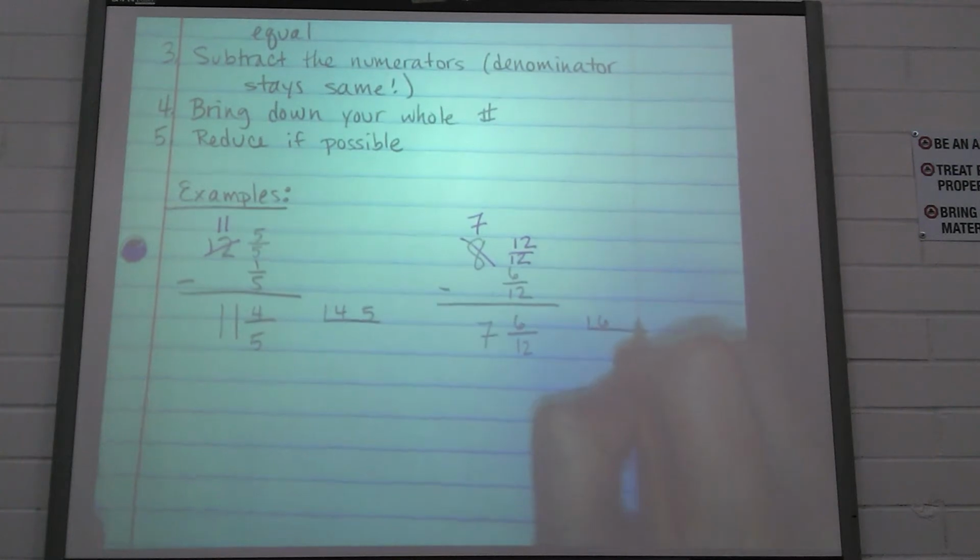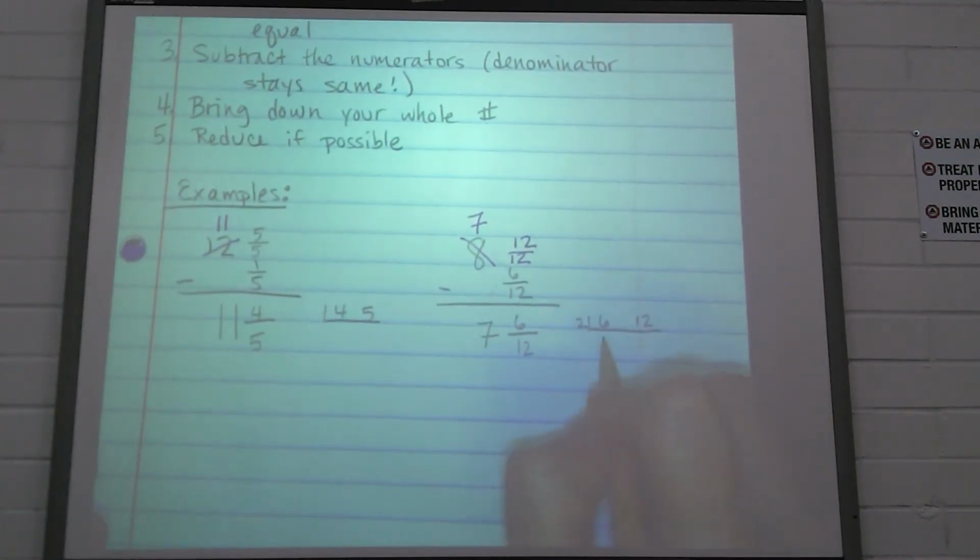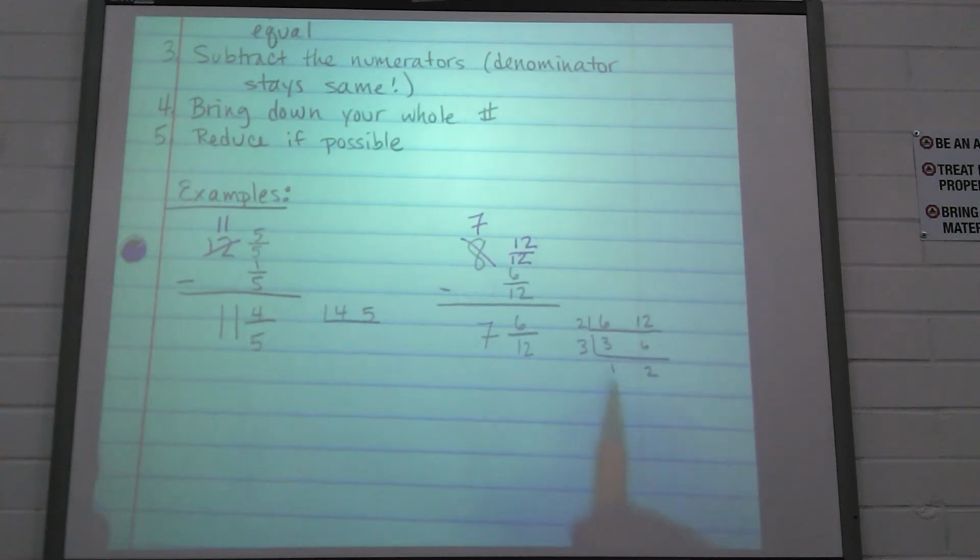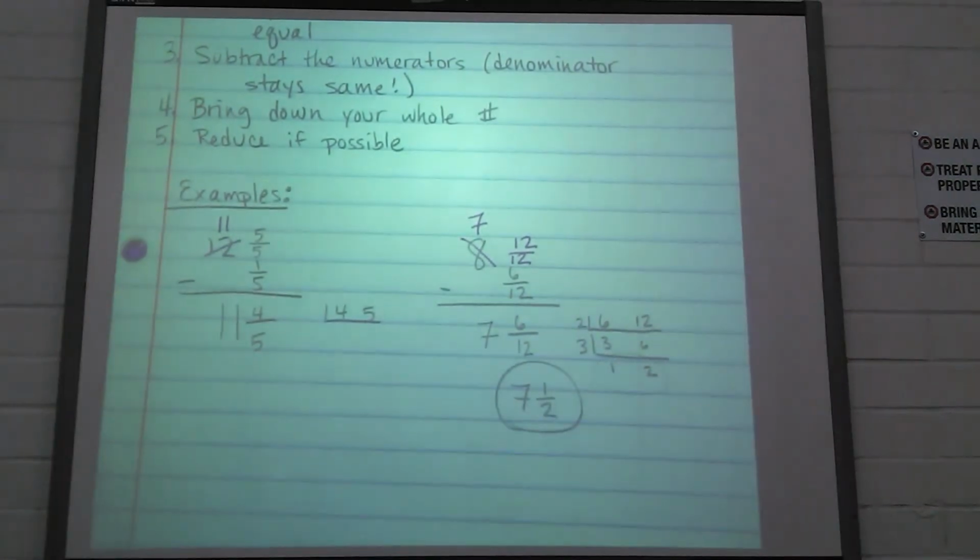Put that into the division ladder. And 2 can go into both of them. 3 and 6. And 3 can go into both of them for 1 and 2. So here's my fraction as we have learned before. So my new answer is 7 1/2. Don't forget about that whole number.